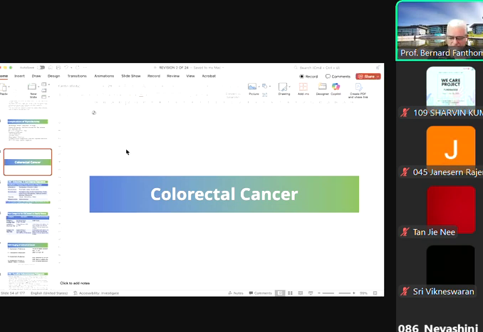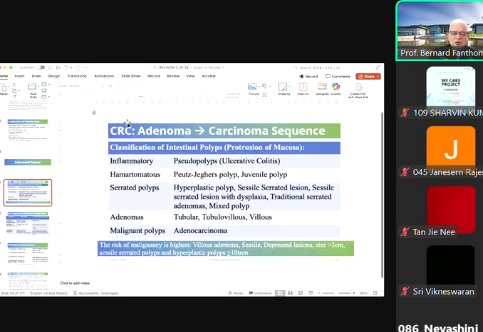Okay, so coming now, starting with colorectal cancer. You know that colorectal cancers all start from an adenoma. The usual process is that initially there will be some hyperplasia of the colonic mucosa, an adenoma will form, and eventually it will turn malignant.